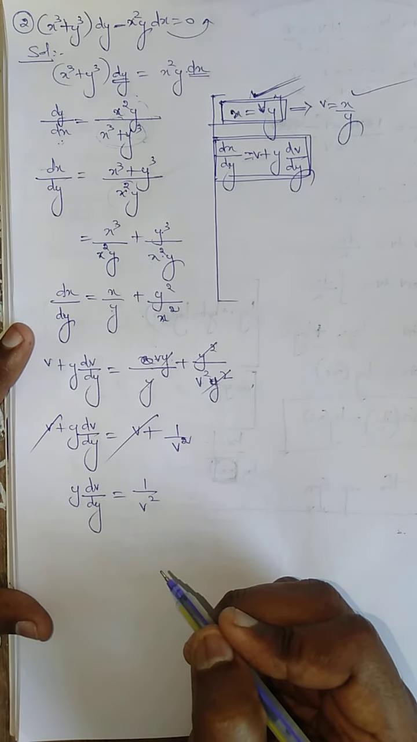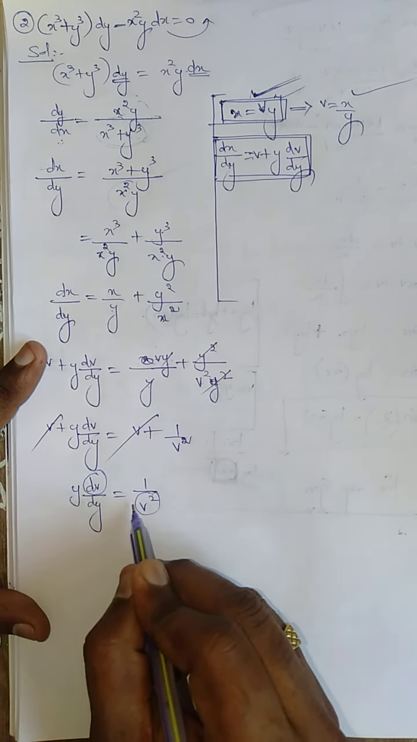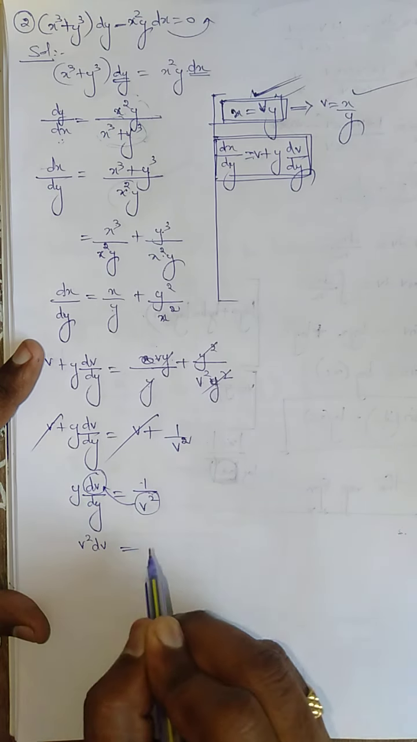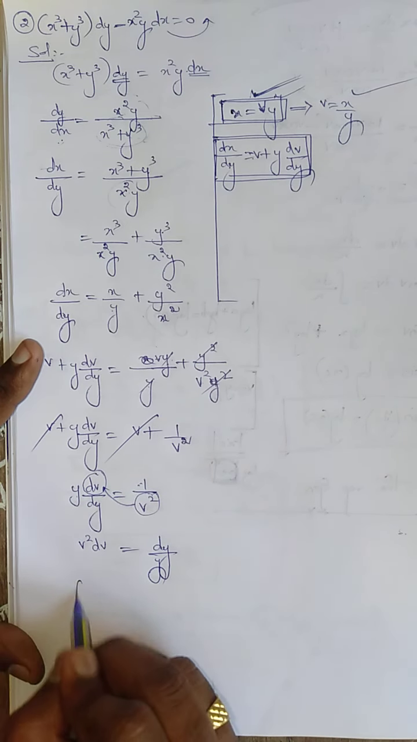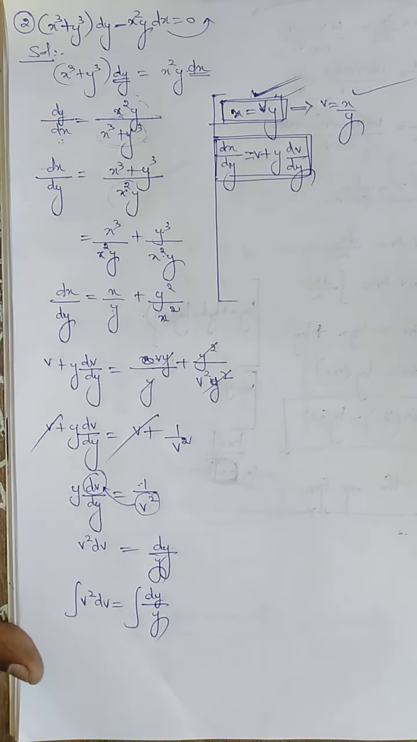Now we need to apply the variable separable method. This is dv, this is v square. Let me move it here, so v square into dv. This is dy, comes upward. This is y, comes down. So integrate on both sides. Integration of v square dv is equal to integration of dy by y.